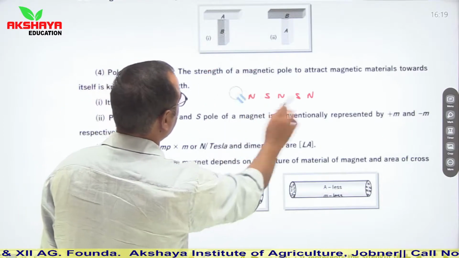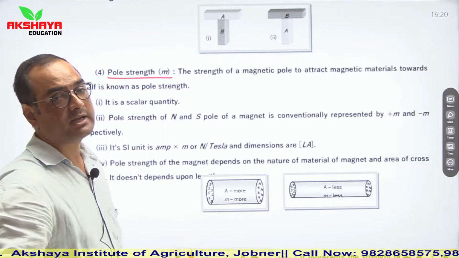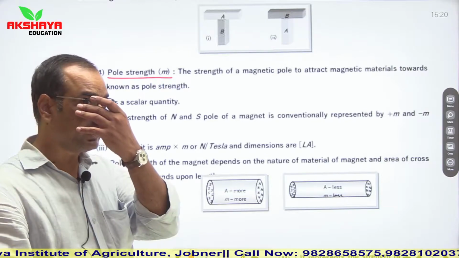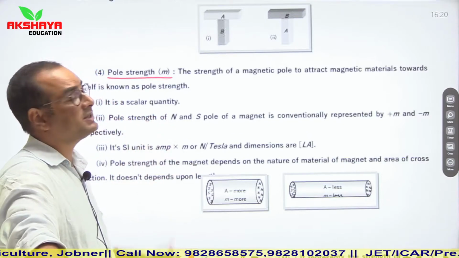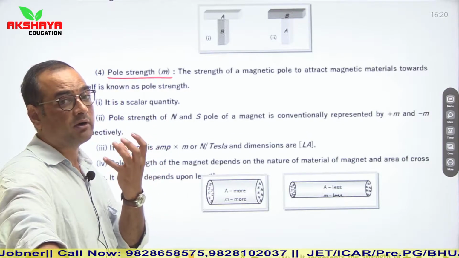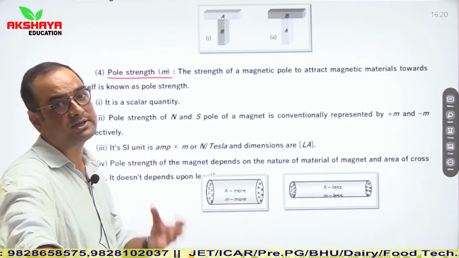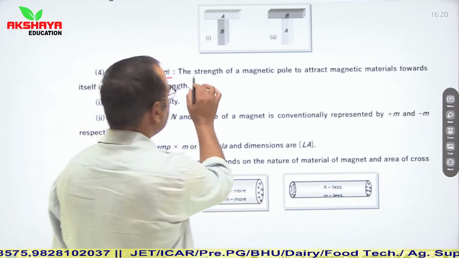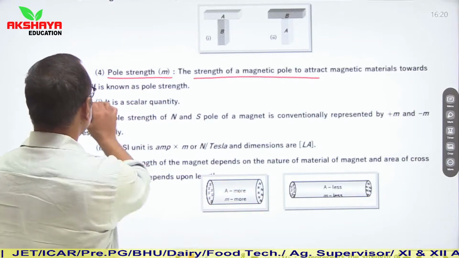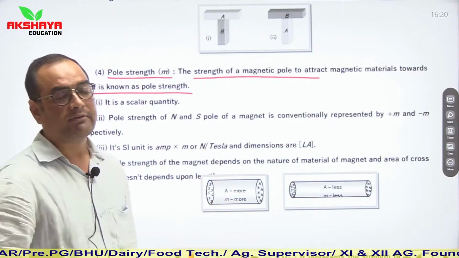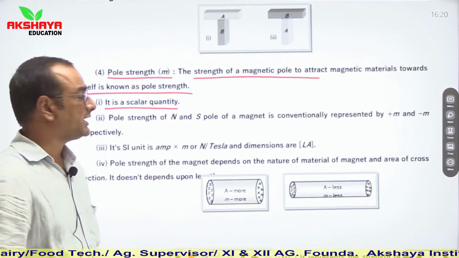Let us talk about the next property of a bar magnet, pole strength. If we talk about the strength of any pole, either south pole or north pole, then pole strength is defined as the power or capacity of attracting magnetic substances by a pole. The strength of a magnetic pole to attract magnetic materials towards itself is known as pole strength. Pole strength is a scalar quantity.